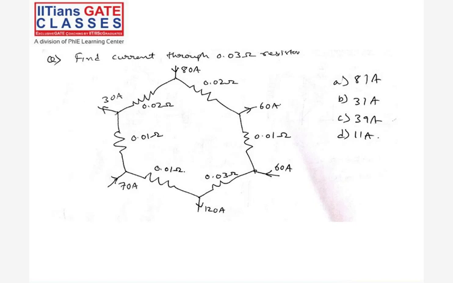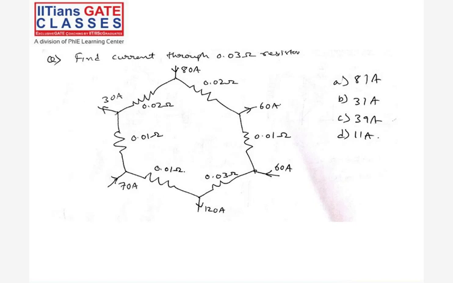So do a loop in the center and find the current through the 0.03 ohm resistor. Okay, hope everyone is doing well. I'm solving it for you. I want the current through the 0.03 ohm resistor. Let me take this current as X.